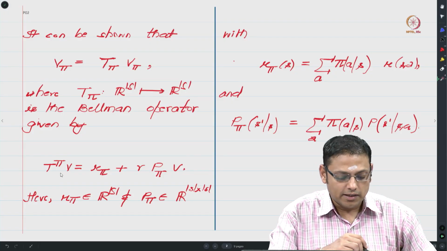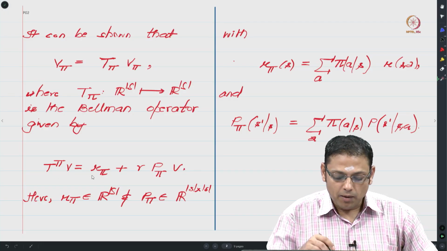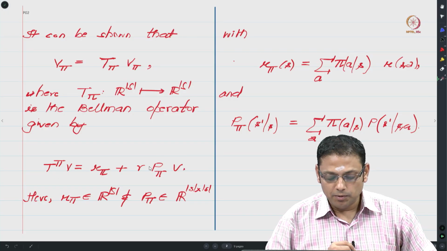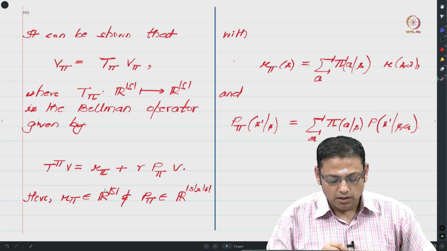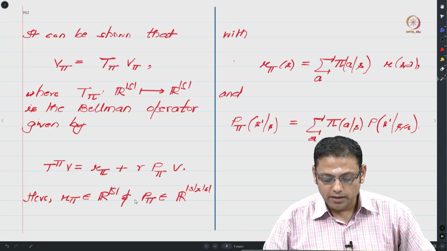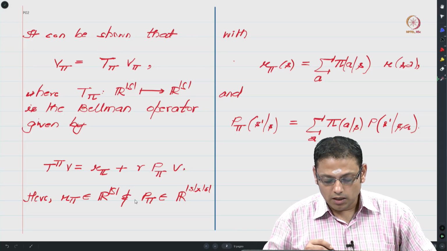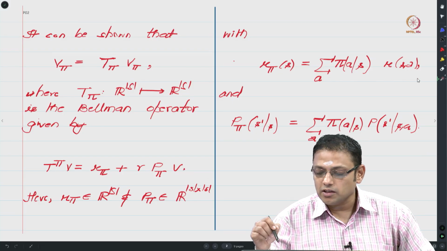You give any vector V as input to T pi, then T pi of V is R pi plus gamma times P pi V, where R pi is a vector whose size equals the cardinality of the state space, and P pi is a matrix of dimension cardinality of S times cardinality of S, and the sth coordinate of R pi is defined in the following way.